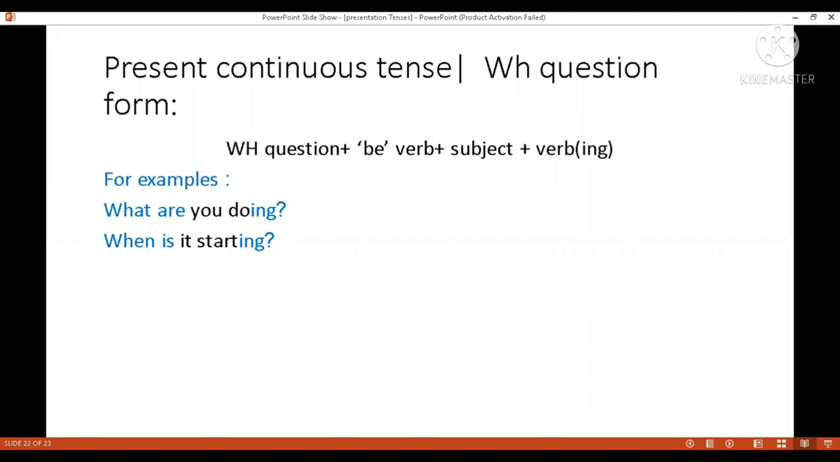Yes, let's look at some examples. For example, what are you doing? We start with the WH question word, and the be verb comes after, and after that you have the subject and then the verb with ing. Another example, when is it starting? That's it. Here we finished the present continuous tense.